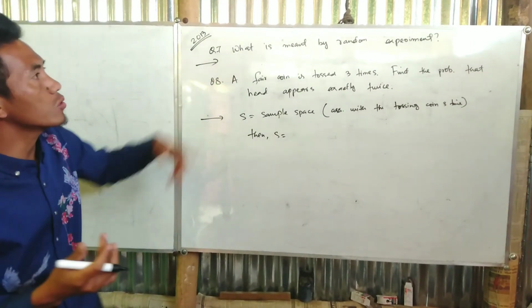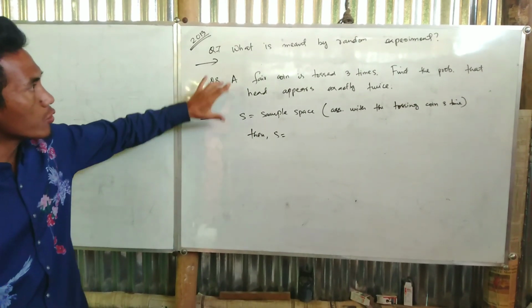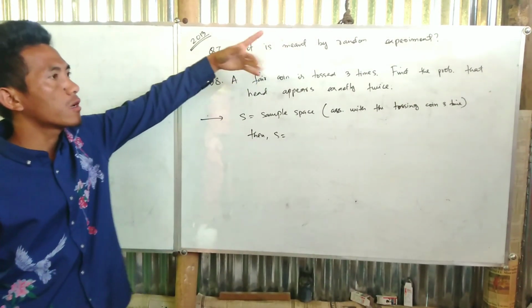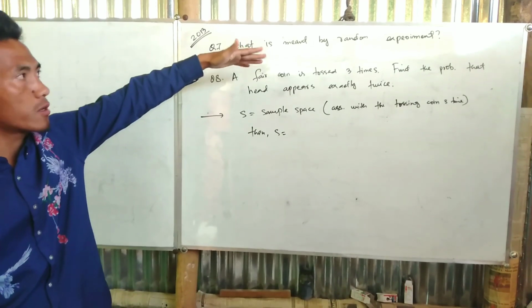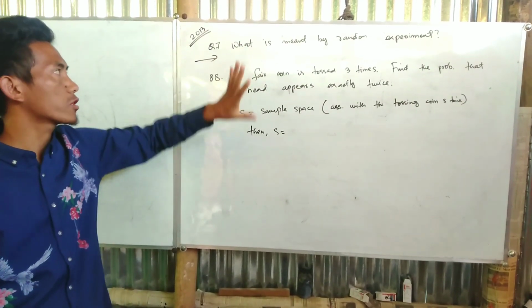Now, choose about two random experiments. This is even saying it's all random. Which result is unpredictable? It is called a random experiment.